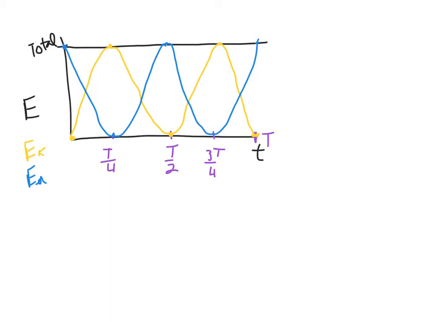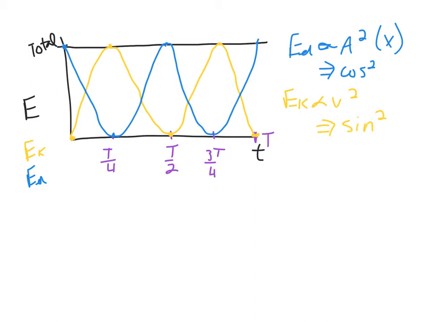Okay, so what these graphs are, we know that elastic potential energy is proportional to A squared, that's your x. Our position-time graph was a cosine function, so this would be a cosine squared graph. Your kinetic energy is proportional to v squared. That was a negative sine function, so this would be sine squared. So all your energy graphs are cosine squared and sine squared.